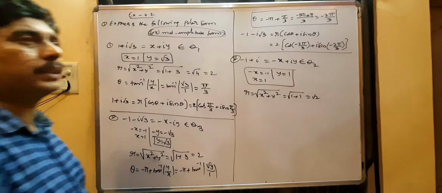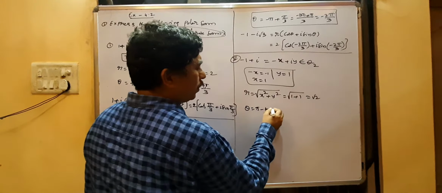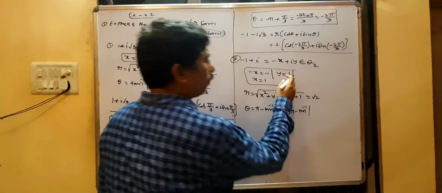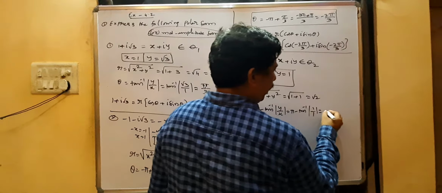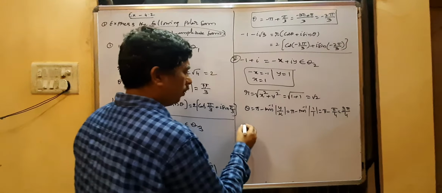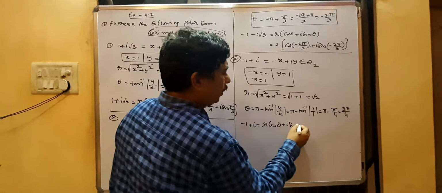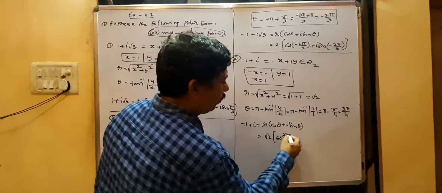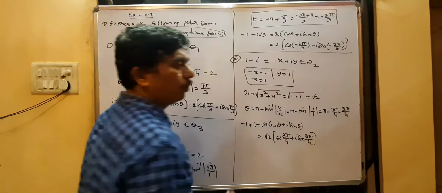Now the complex number lies in the second quadrant. For the second quadrant, the theta formula is theta equal to pi minus tan inverse of mod y by x, that is 1 by 1. When tan is 1, the angle is 45 degrees. Pi minus pi by 4 means 3 pi by 4. Therefore minus 1 plus i equals r into cos theta plus i sin theta. Substitute the value: r value root 2 into cos 3 pi by 4 plus i sin 3 pi by 4. Copy it.